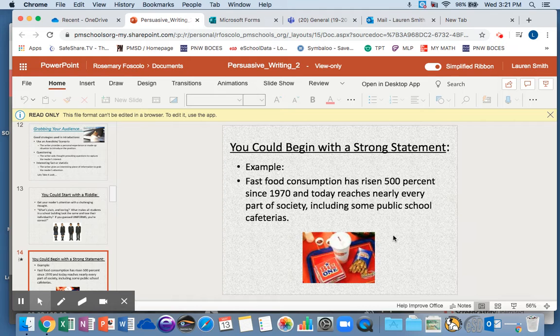You could begin with a strong statement. Fast food consumption has risen 500% since 1970 and today reaches nearly every part of society, including some public school cafeterias. So this student is saying, wow, fast food is really on the rise, right? And now it can even be in public school.